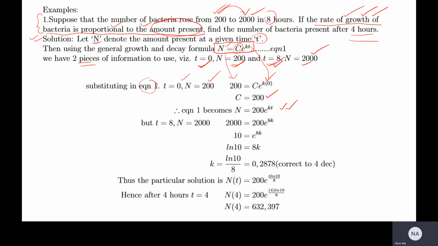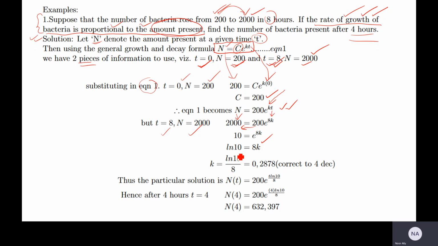Now, what are we looking for? What is the value we need to calculate? We're looking at k. If we get k, then we have an equation with N and t, and I can find any value after that. So what do we do? Substitute the other piece of information. What's N equal to? 2000. What's t equal to? 8. Divide by 200. What must I introduce? ln. What's k equal to? ln 10, divide by 8.